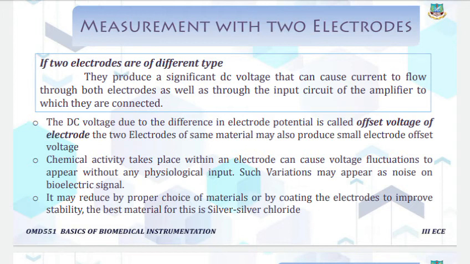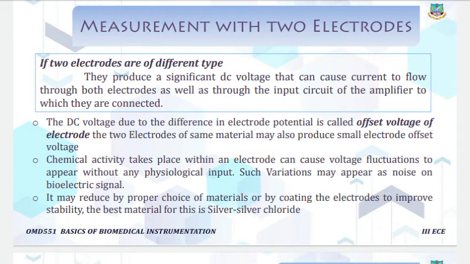Okay, they produce a significant DC voltage that can cause a current flow to both the electrode as well as through the input circuit of the amplifier to which they are connected. If we are using different electrodes, there will be some current flow through both electrodes, so there will be some variation in the voltage. The DC voltage due to the difference in electrode potential is called the offset voltage of the electrode.